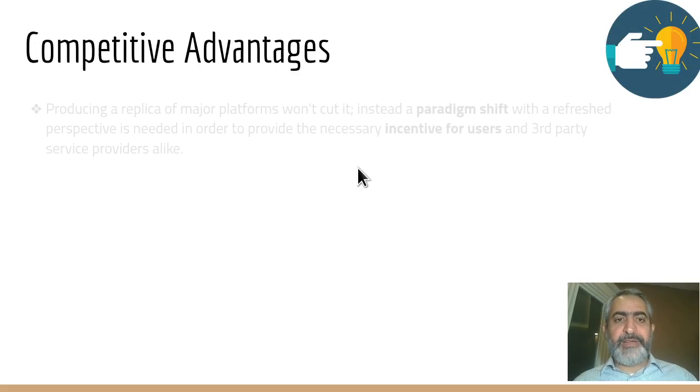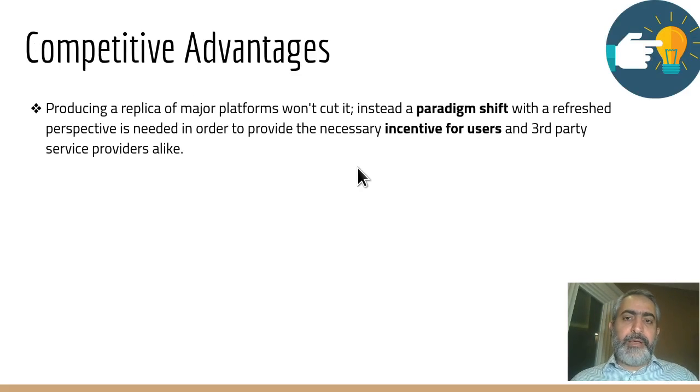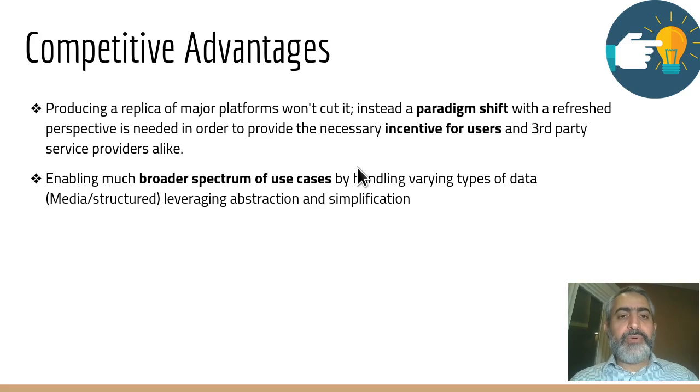So what are the competitive advantages here? First of all, we don't want to simply replicate the major platforms. That won't cut it. We want to have a paradigm shift. We want to introduce a refreshed perspective in order to provide the necessary incentive for users and third-party service providers alike to embrace this technology. We would like to enable a broader spectrum of use cases where varying types of content can be handled. By abstraction and simplification, we can treat all content in the same way. We can grab content, aggregate it, create reports, create views into the content in ways that were not possible before. So this is essentially extending functionality.